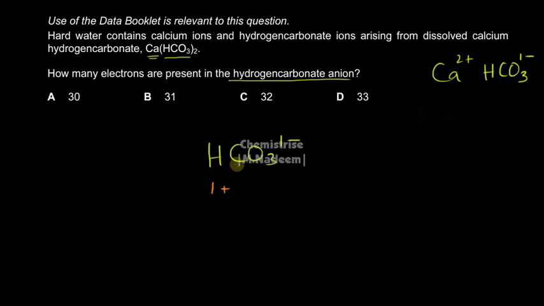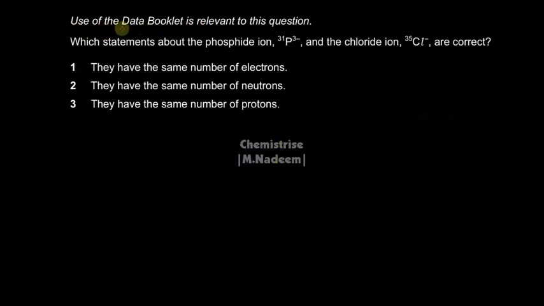Hydrogen contains only one electron, so it's 1. Carbon contains 6. We can use the data booklet; from the periodic table, we can find their proton number, which is the same as their electrons. Oxygen contains 8, but there are 3 atoms, so we make it times 3. Then there is a negative 1 charge, which means you add one more electron. The total will be your answer, and that is 32. So answer is C.